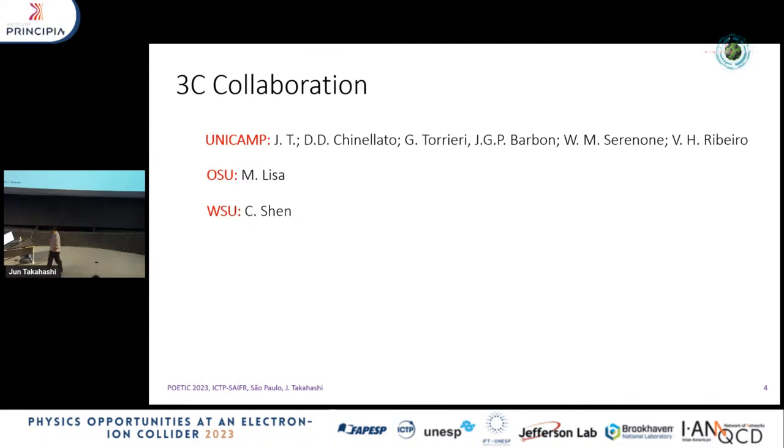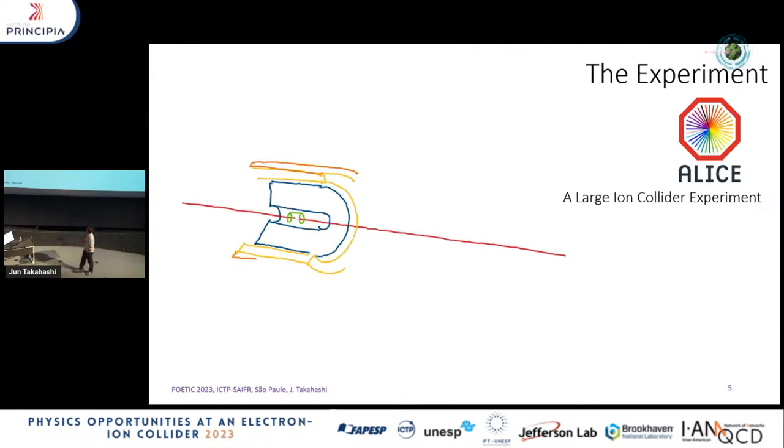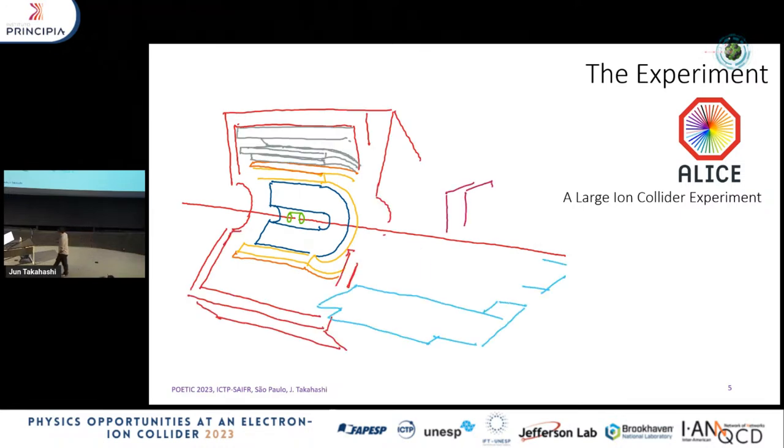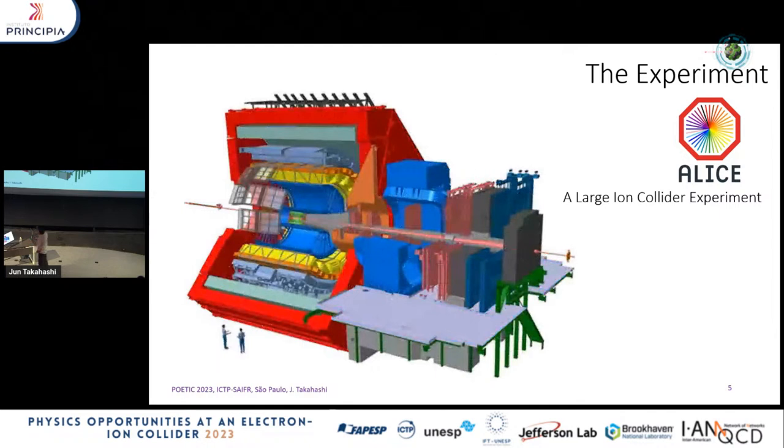So what is the collaboration? Obviously, we start with the most important part of the collaboration, which is the experiment, right? I'm an experimentalist, so for me, that's the most important part of physics, the experiment. And now we go to the most beautiful experiment in heavy ion collisions at the LHC, which is the ALICE experiment, of which I'm a member. Everybody knows, but maybe some people don't, because we are not in the heavy ion physics community here.